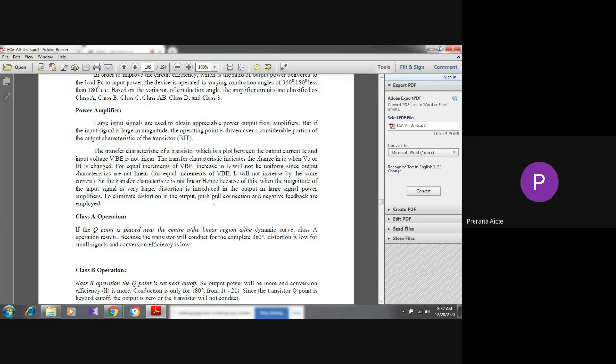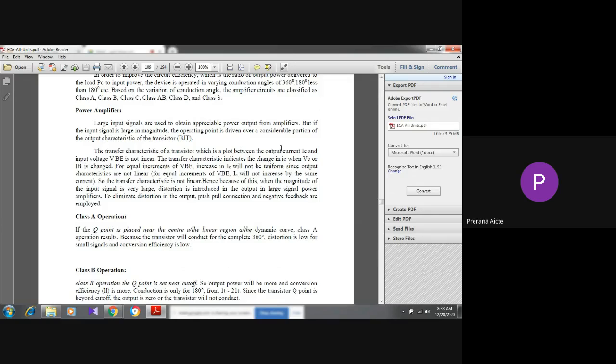Now there is no need to go into detail about cutoff and saturation. Let's see about that. Now, first we will discuss class A. First class A, class B, class C, and class AB. These are the four power amplifiers.